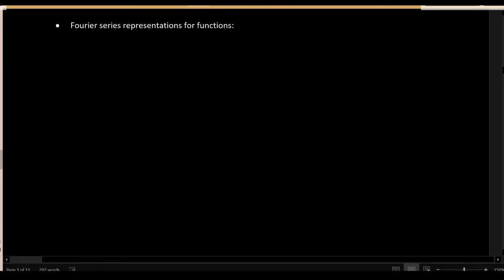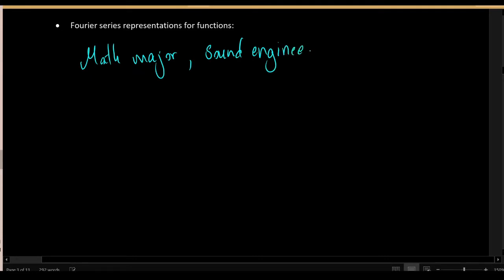Finally, Fourier series. Now, we will not be covering Fourier series in this class, but you're likely to encounter these series if you go on to be a math major. Probably if you end up being a sound engineer of some sort, and almost certainly if you become an electrical engineer. Because Fourier series have to do with waves, and anything that can be represented as a wave.